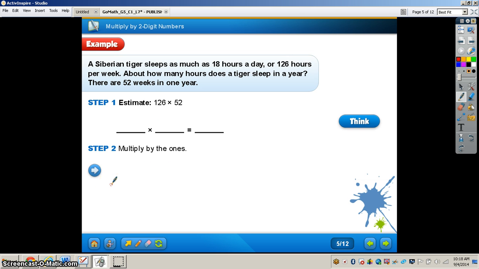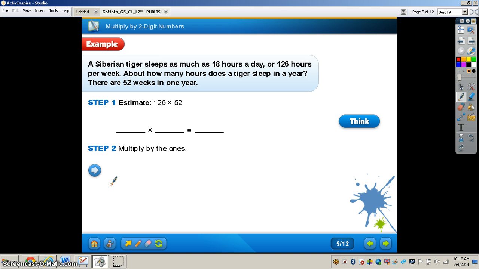Okay. Let's take a look at page 32. Keeping with the theme of the Siberian tiger, we're going to look at the example at the top. It says a Siberian tiger sleeps as much as 18 hours a day. Sounds very nice. May sound like some of your summers. Or 126 hours per week. About how many hours does a tiger sleep in a year? There are 52 weeks in 1 year.